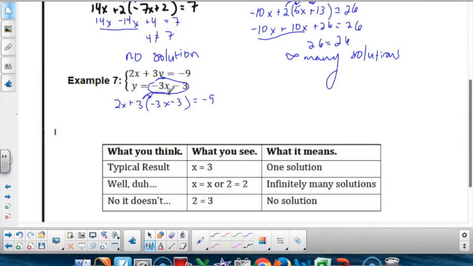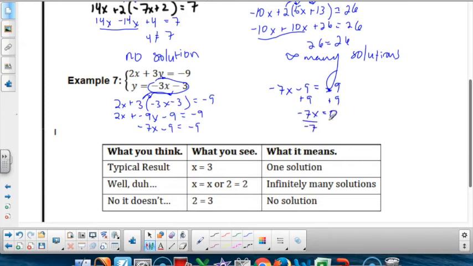I'm going to distribute. The 2x is still there. 3 times negative 3x is negative 9x. 3 times negative 3 is negative 9. And I've got negative 9 on this side. Now, I'm going to combine those like terms. 2x plus negative 9x is negative 7x. Minus 9 equals negative 9. I'm going to rewrite that over here where I have some more space. That's a negative. All right, so now I'm going to deal with my constant. I'm going to add 9 to both sides, and I get negative 7x equals 0.